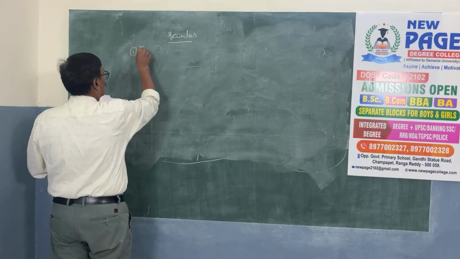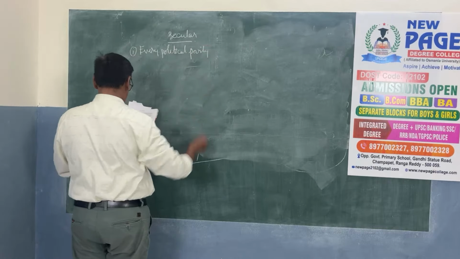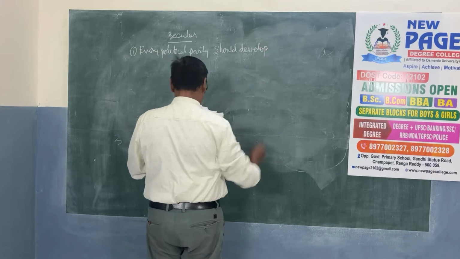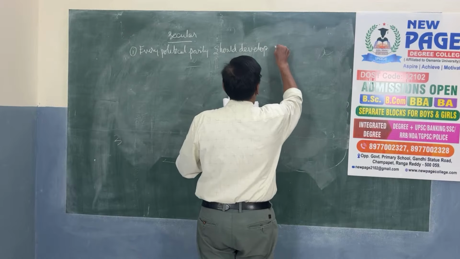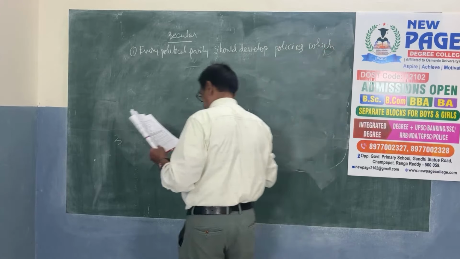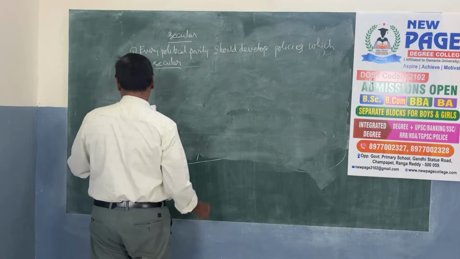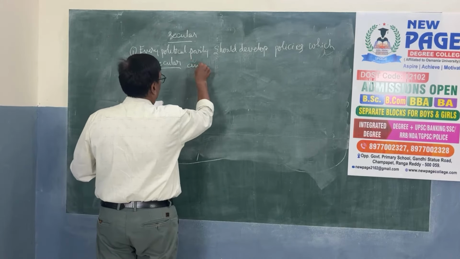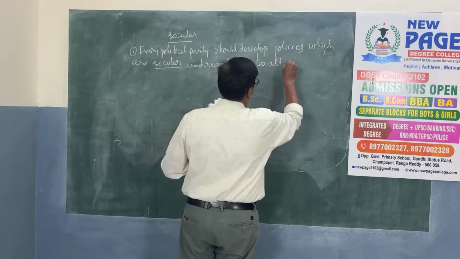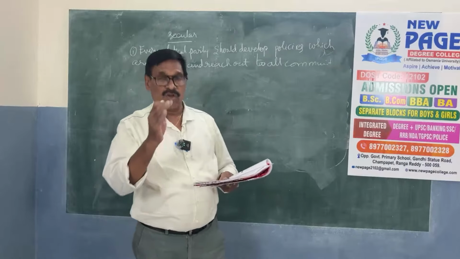Every political party should develop policies which are secular, and can reach out to all the communities. You know the meaning of communities? That means different communities, like caste, different communities. The secular, that is the word.